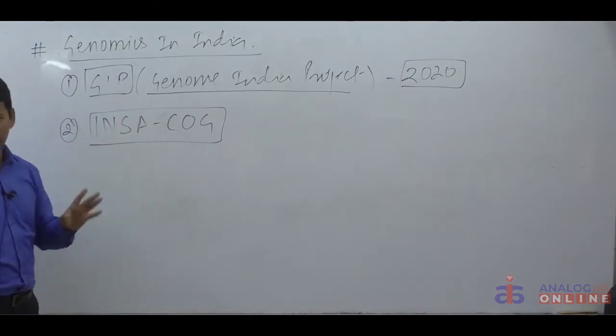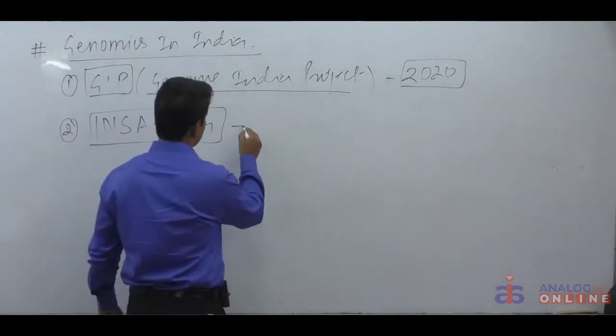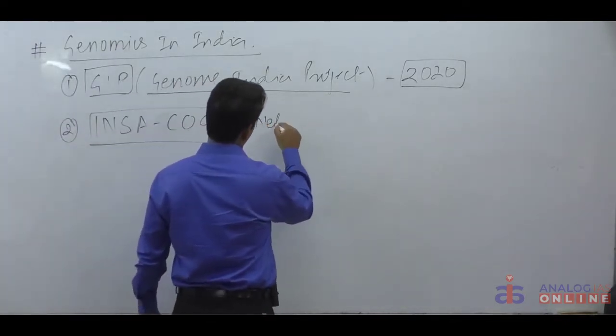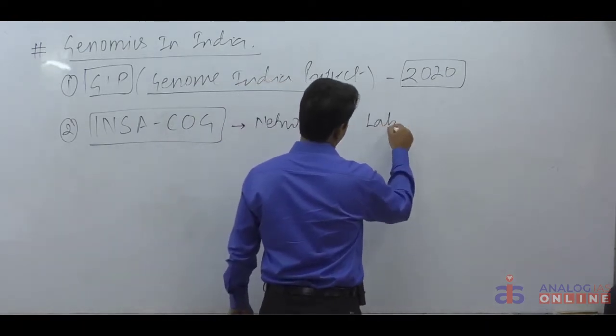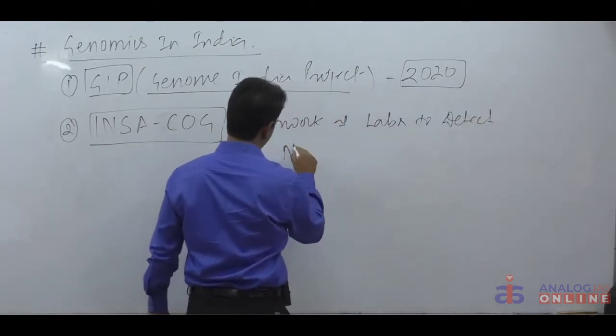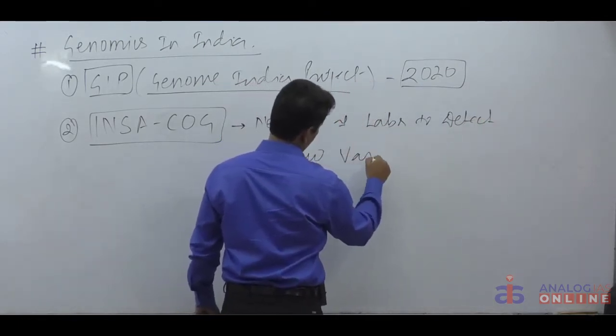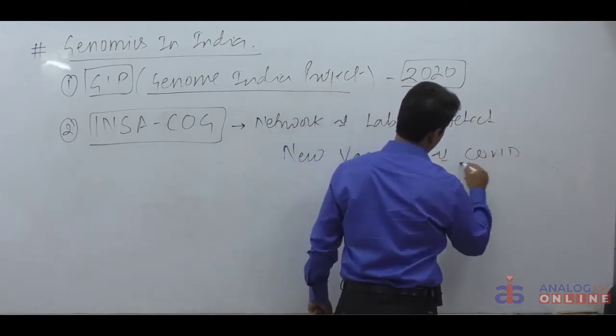Second is INSACOG. INSACOG is not about human genetics, it's about COVID virus genetics, right? That is why this entire topic is important, because INSACOG is a network of labs to detect new variants of COVID, new variants of the COVID virus.